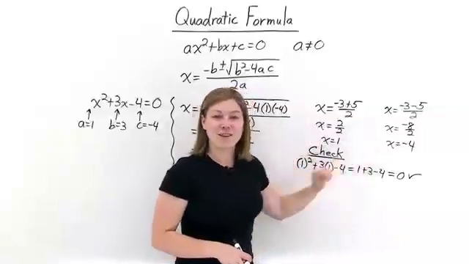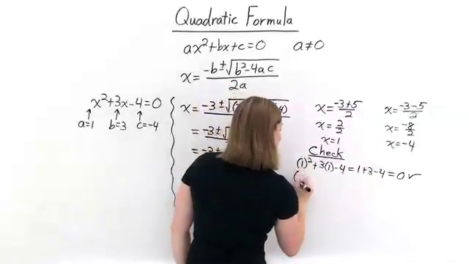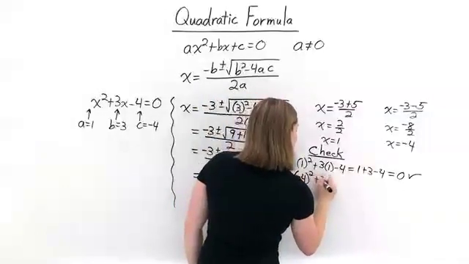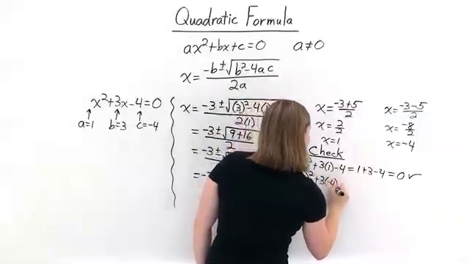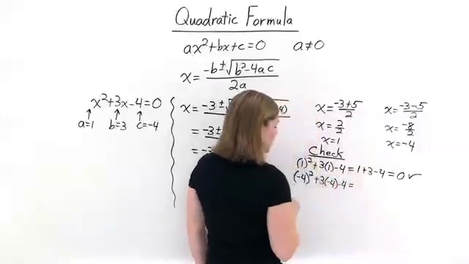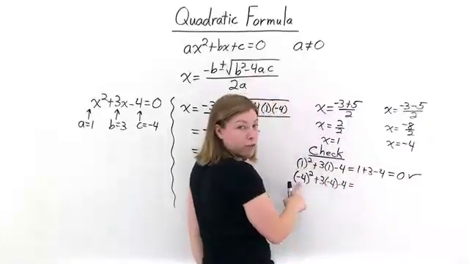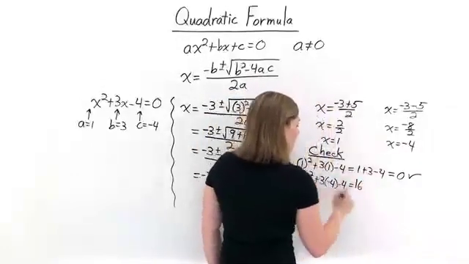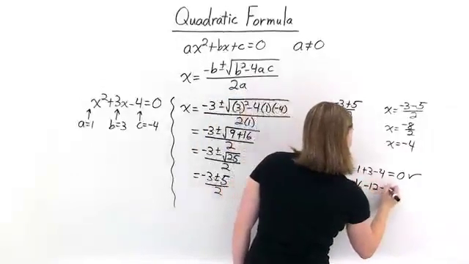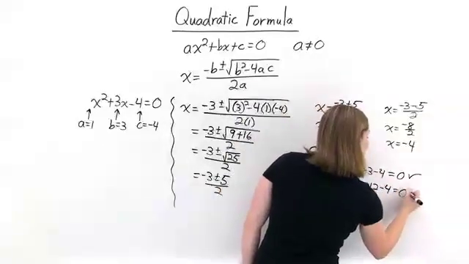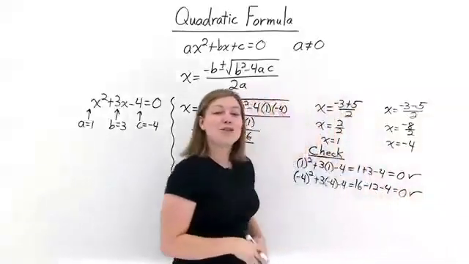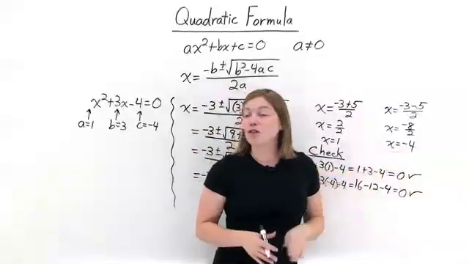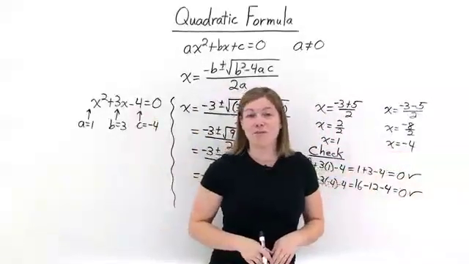Now let's check x equals negative 4. Again, plug that into our original expression. Negative 4 squared plus 3 times negative 4 minus 4. Simplifying, we want to square negative 4, so negative 4 times negative 4 is a positive 16. Then we have negative 12 minus 4. That simplifies to 0 as well. So that means that both x equals 1 and x equals negative 4 are solutions to our original equation.